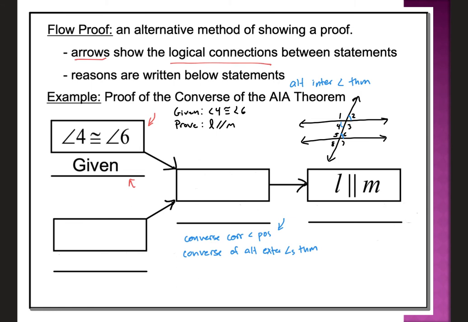So I already have my given. My given is that angle 4 is congruent to angle 6. So I'm going to put down here that angle 4 is congruent to angle 2 because of the vertical angles theorem. Then I'm going to say that angle 2 is congruent to angle 6. And I can say this because of the transitive property.